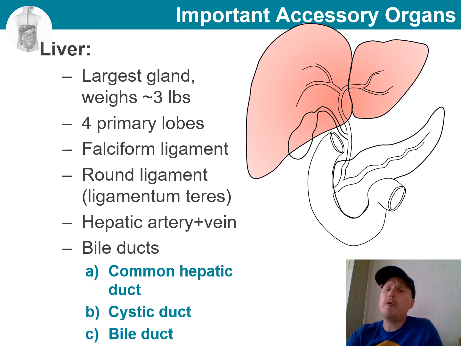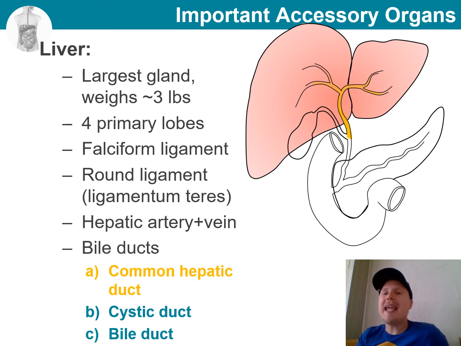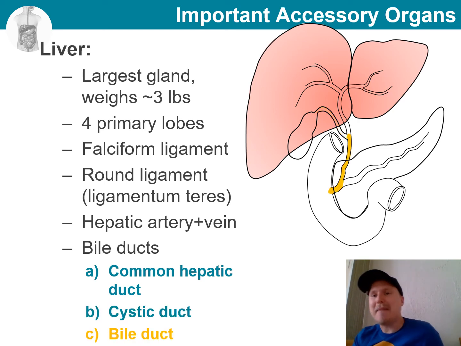What I want us to focus on, though, is the bile ducts. After all, the production of bile is the main digestive function of the liver. So let's have a look at those. The common hepatic duct runs from the liver. The cystic duct then connects to and from the gallbladder. And finally, the bile duct is formed by the union of the common hepatic and cystic ducts.